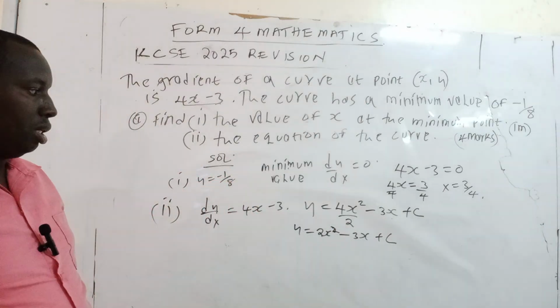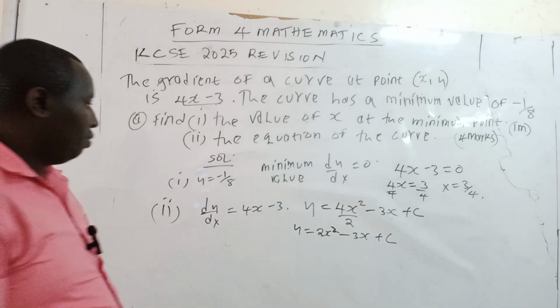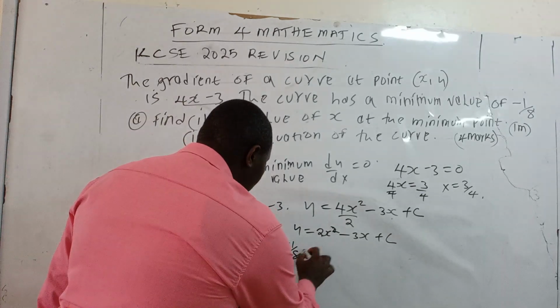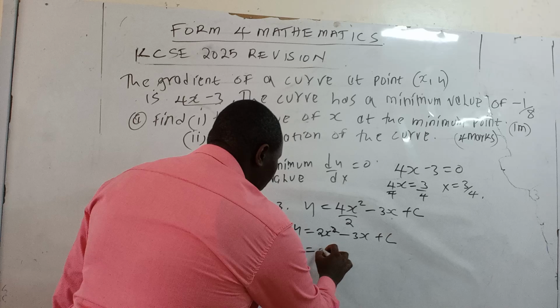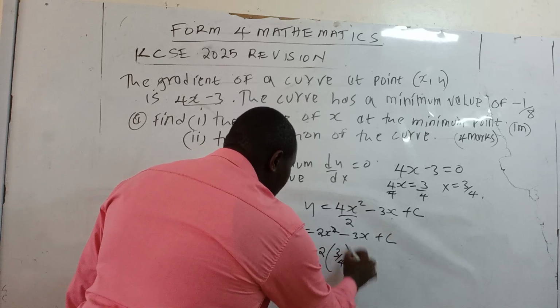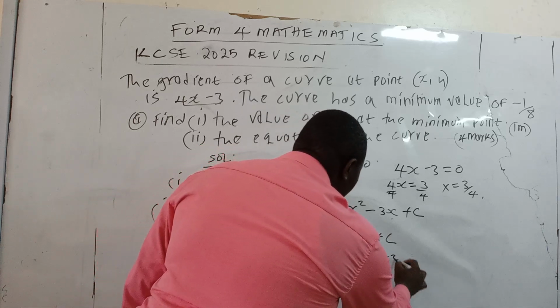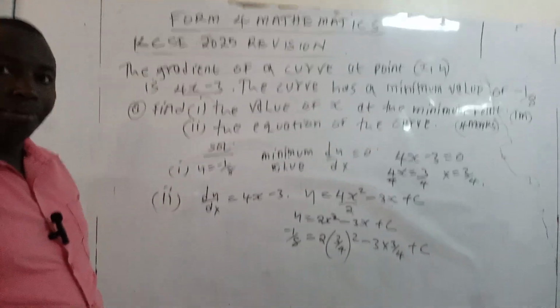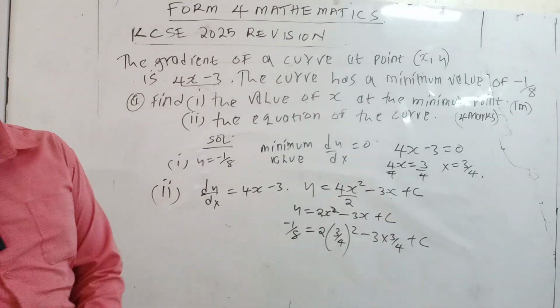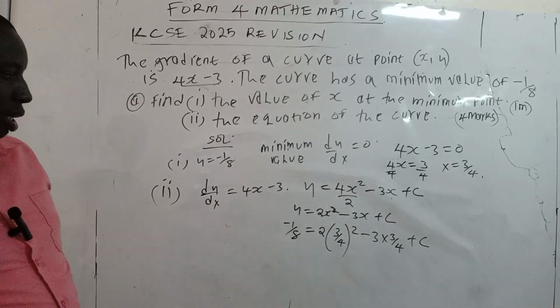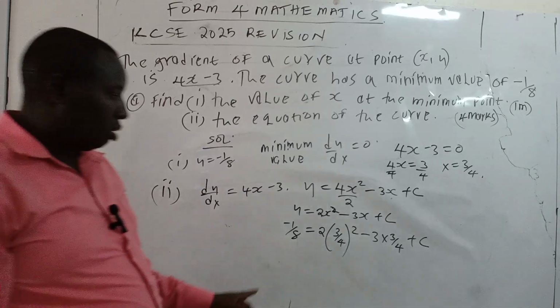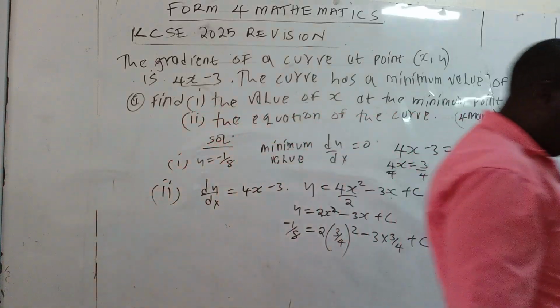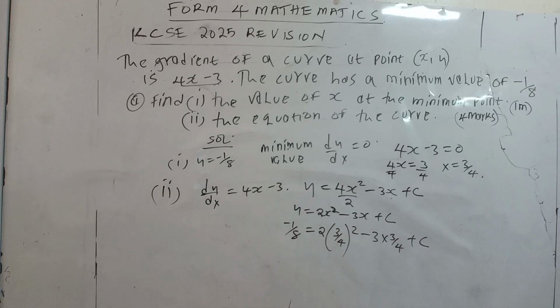Then you substitute the value of y, which is negative 1 over 8, and x, which is 3 over 4. So 2 into bracket 3 over 4 squared, minus 3 times 3 over 4, plus c. You get that? So that is what you're supposed to work out in that question. Substitute that and find the value of c now.